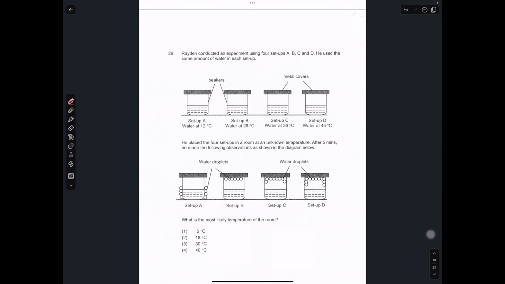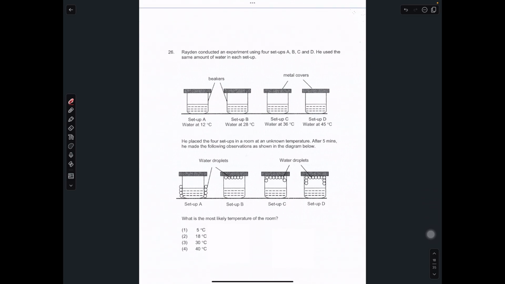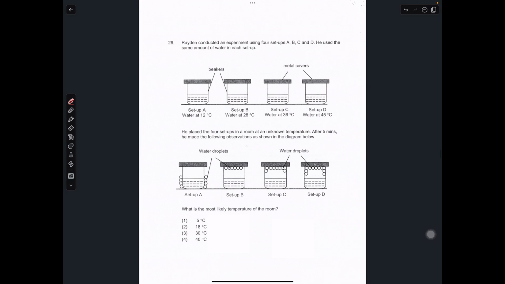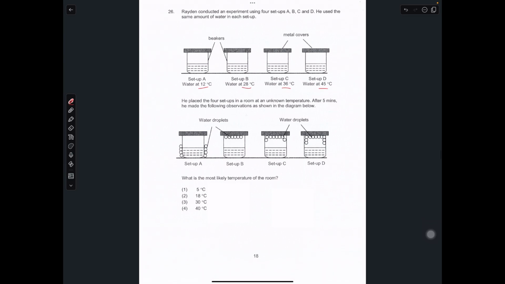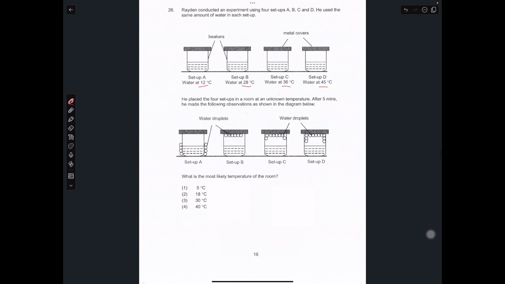So Raiden conducted an experiment using 4 setups A, B, C, D. He used the same amount of water in each setup. So you see 28, 36, 45, as well as 12. He placed the 4 setups in a room of an unknown temperature. So now you have to find out what the room temperature is.